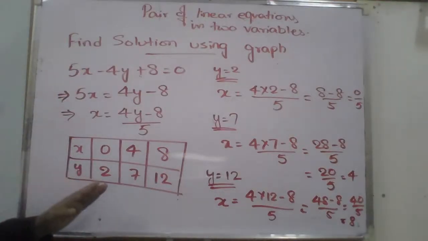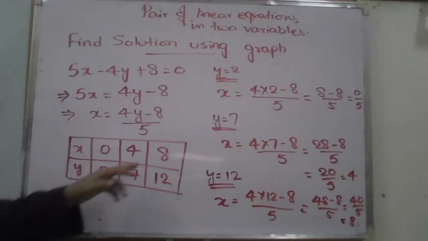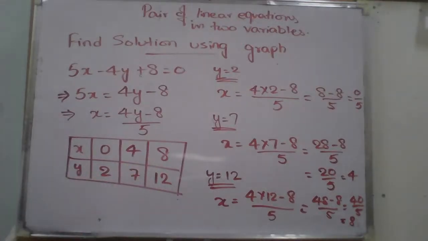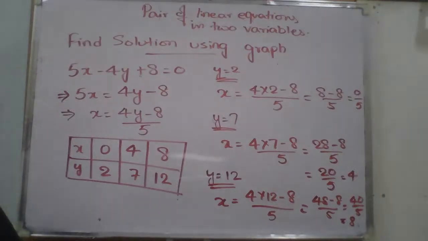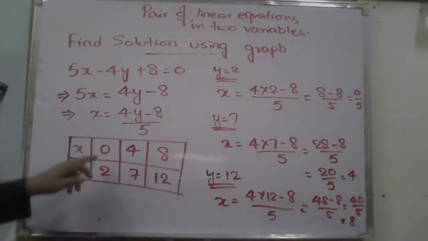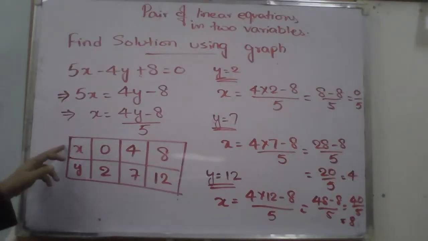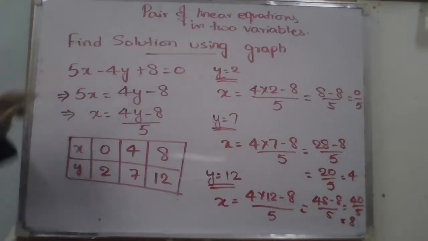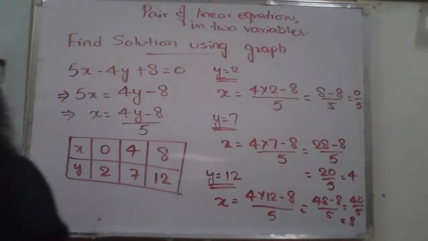So did you get 3 points? Using these 3 points, 0 comma 2, 4 comma 7, and 8 comma 12, these are the solutions of the first equation. This is how you find the solutions of the first equation. Understood? Good. So let us see the second equation.